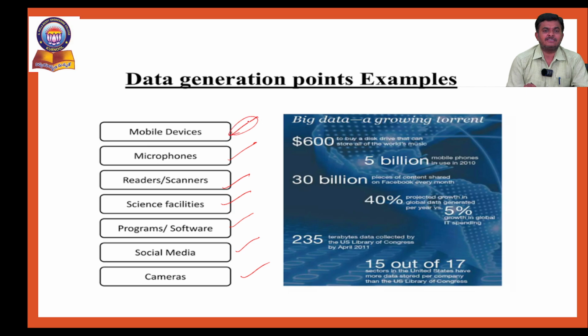There is mobile devices. So we will be using several social networks through our mobile devices. So that data is being generated and stored in large volumes. Next, microphones, audio recording, audio players or video players, where audio data is also generated. Next, readers and scanners, like QR scanners or some scanners, they also generate data. And then science facilities where some research is conducted, they update the data and that is also stored.